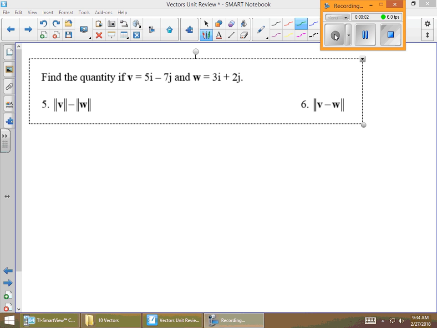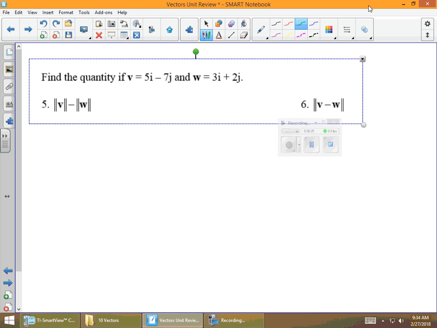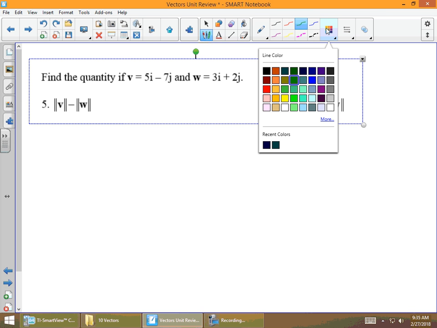All right, the thing to be careful about when you're working with magnitudes is really just order of operations. When we're finding the magnitude of a vector, we're doing square root of the squares. If you look at these two problems, 5 and 6, the difference is whether we're subtracting the magnitudes or subtracting the vectors and then finding the magnitude. So you just have to be careful with the order of operations and make sure you're answering the question that's asked.